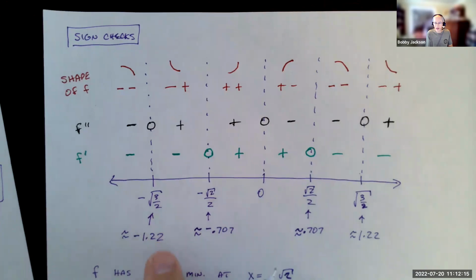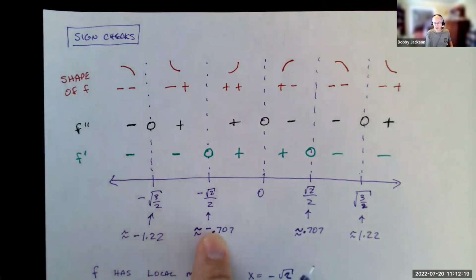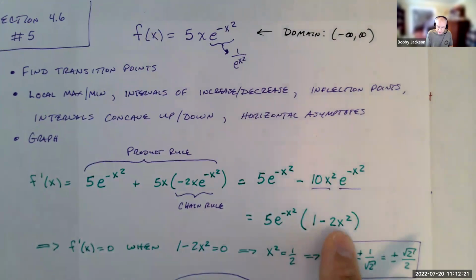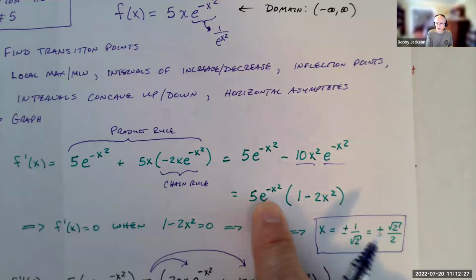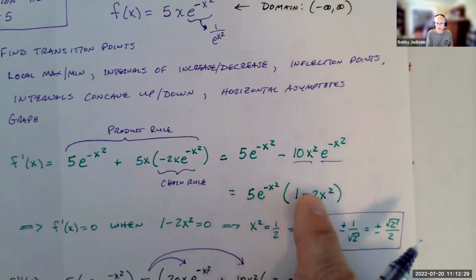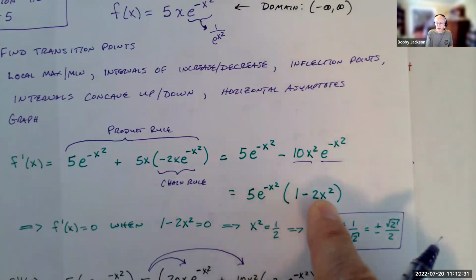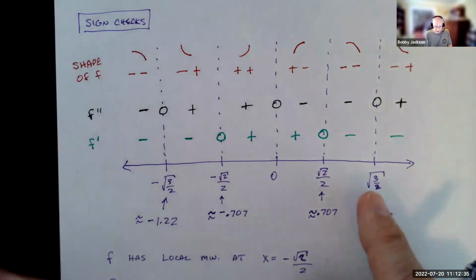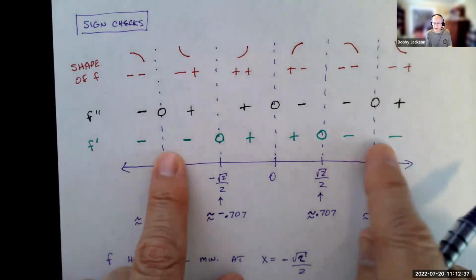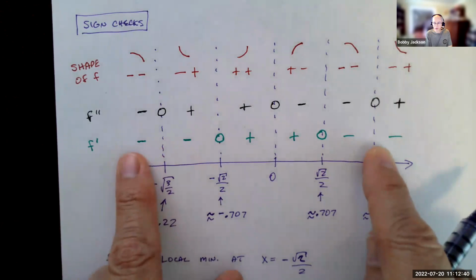And then I check a number like back here. I could choose -1, which is less than -0.707. If I plug in -1 and square it, I get +1. 2 times +1 is 2. 1 minus 2 is a negative. This is still positive. So the overall result is negative for the first derivative. Same thing if I plug in x equals +1. And so because of that, I get negatives for these two regions here for the first derivative.